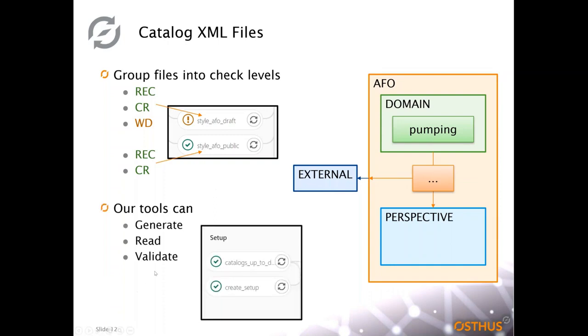So what our tools can do for the XML files, they can generate the catalogs, they can read the catalogs, and they can also validate. And this is actually the first step in our pipeline. We check whether the catalogs are up to date to ensure that everything's okay. Sometimes you add a file and you forget to run the generator, and then it reads the catalog files to create our setup for the pipeline.